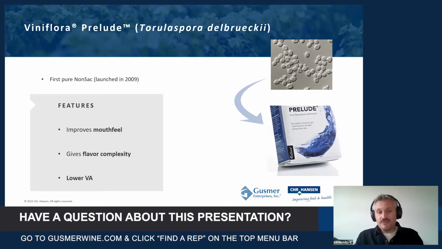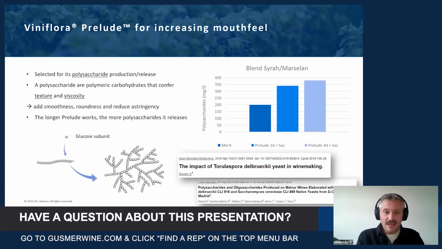Also, Prelude can add to flavor complexity, and this is a trait that encompasses all the non-Saccharomyces that we're going to talk about today. So flavor complexity by releasing esters, by releasing flavor precursors like thiols, or by releasing also terpenes. And finally, Prelude is very efficient to counteract the increasing VA, for example, when you have a stressed Saccharomyces, or you have a problem with an osmotic pressure that is maybe too much at the start of fermentation.